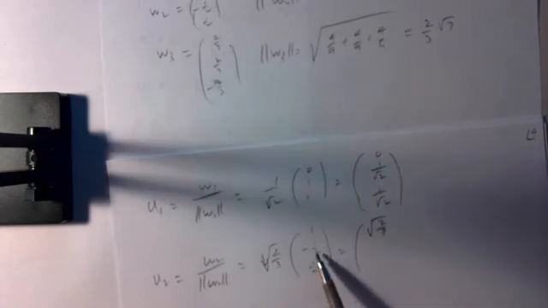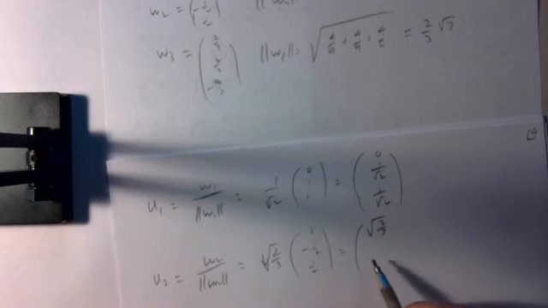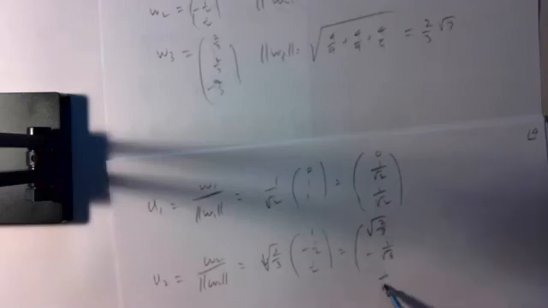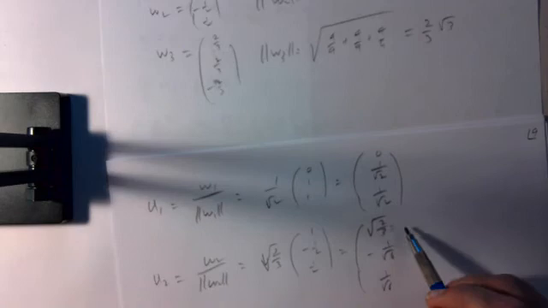Square root of 2/3 times minus a half is minus 1 over root 6. And a half times this is plus 1 over root 6. I could write this as 2 over root 6. So it all looks similar.